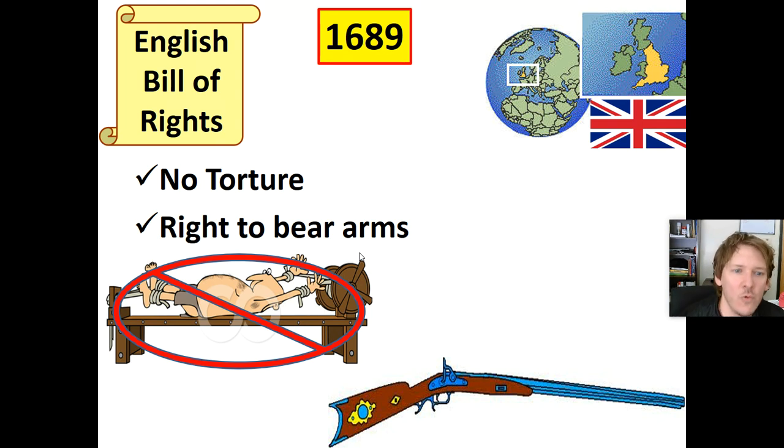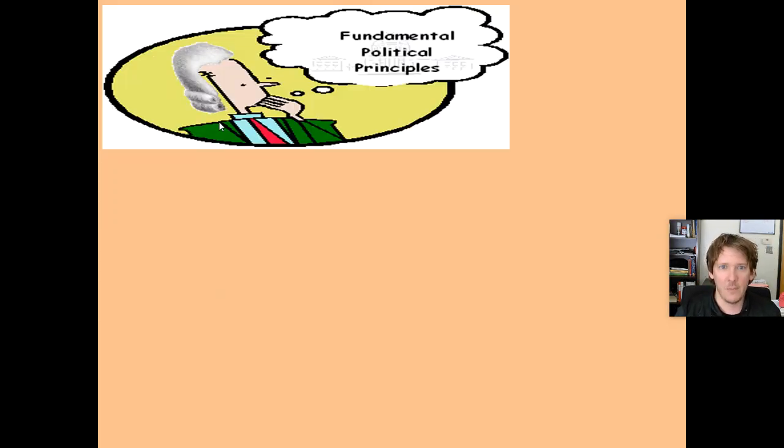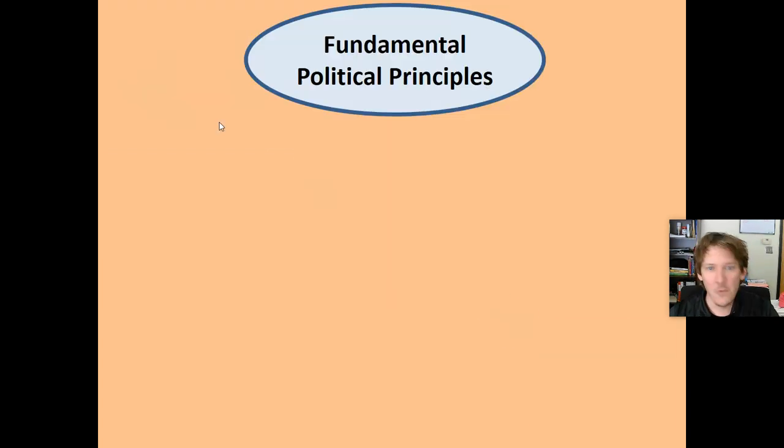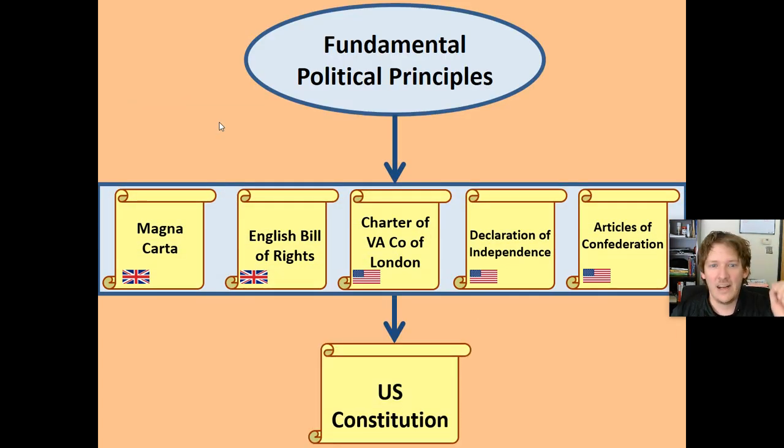You also have the right to own weapons, you Englishmen. The English Bill of Rights protects the right to bear arms. And we will steal that idea and we will put it in our Second Amendment. Again, wrapping up. Ideas, wrote them down, and then we rip them off. Ideas and these 5 documents, and then they all influence our U.S. Constitution. See you in the next video.